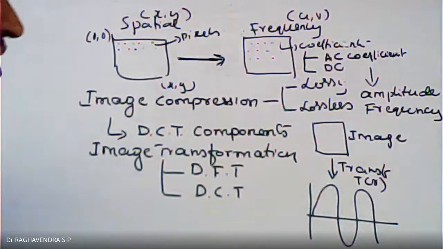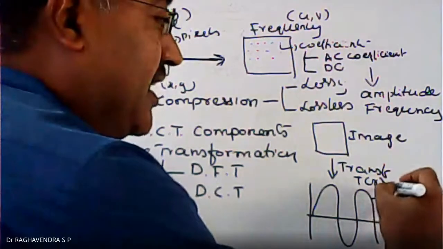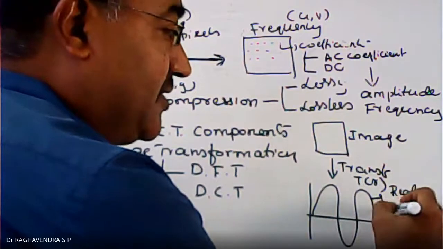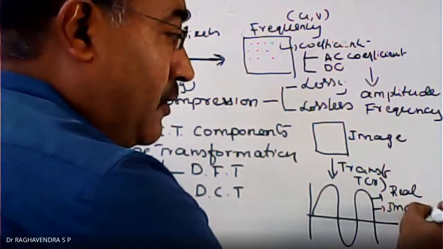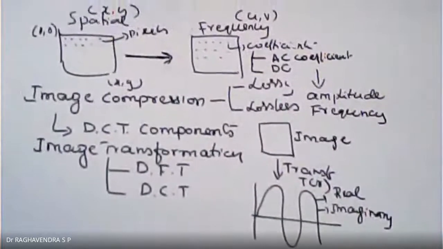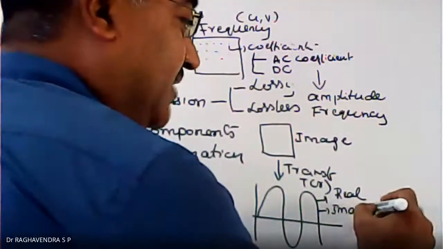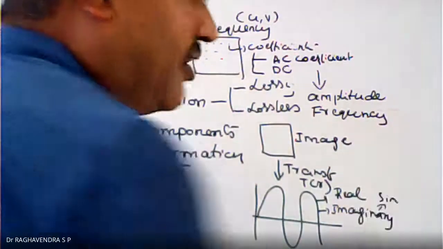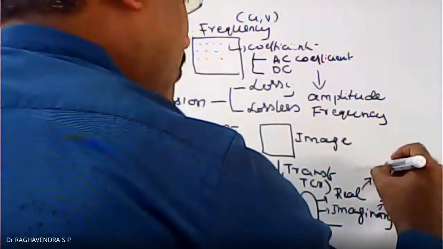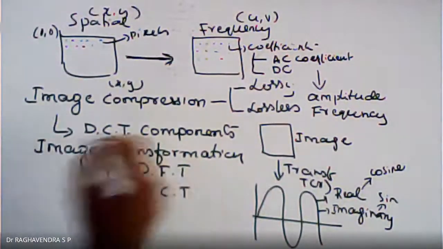Once you get a sinusoidal wave, it has two parts. The first is the real part, and the other is called the imaginary part. So there are two types of components present in the sinusoidal wave. The imaginary part is nothing but the sine components, and the real part is nothing but the cosine transformation. It is DCT, that is, discrete cosine transformation.